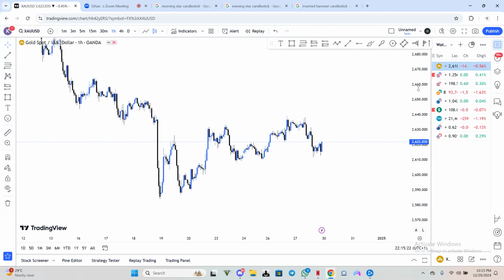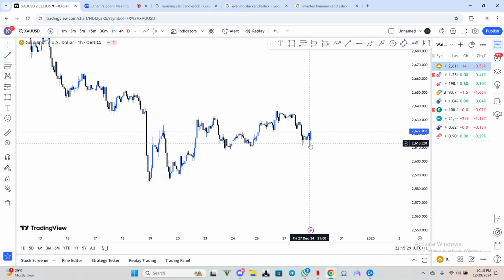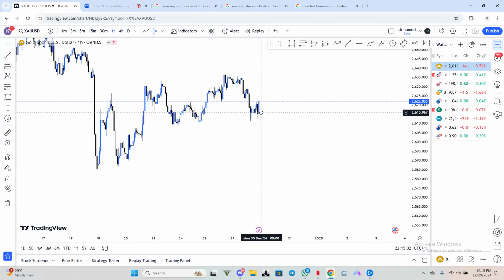What about using the Fibonacci as confluence? I already mentioned it. Yeah, I think this is like a question: how to get your Fibonacci.